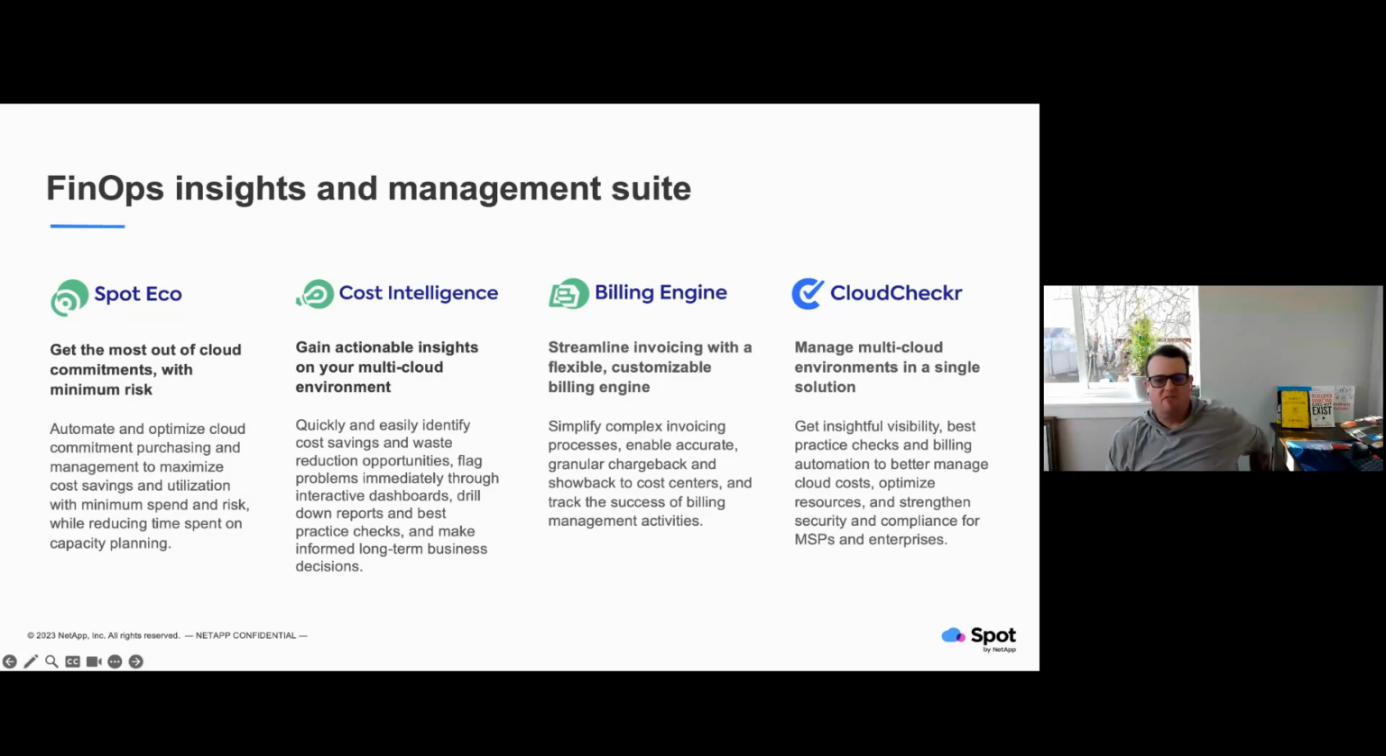Our Cloud Checker product allows you to manage multi-cloud environments in a single pane of glass. This allows you to get insightful visibility, best practice checks, and billing automation to better manage cloud costs and optimize your resources. But one of the other benefits of Cloud Checker is it keeps track of what you've remediated inside of your audits, so that when it comes to audits, you have that remediation action that you took to fix problems within your environment. And we can watch multiple different compliance programs through the Cloud Checker pane of glass.